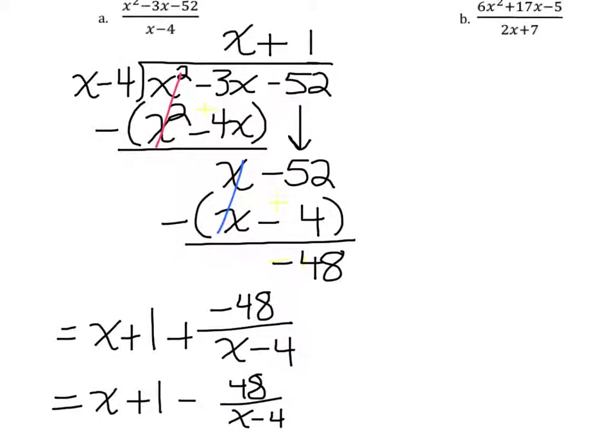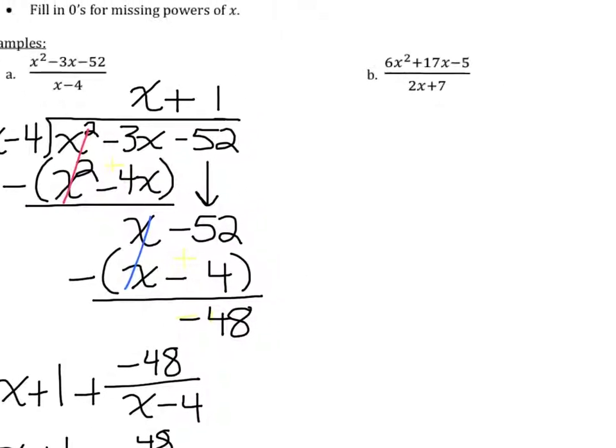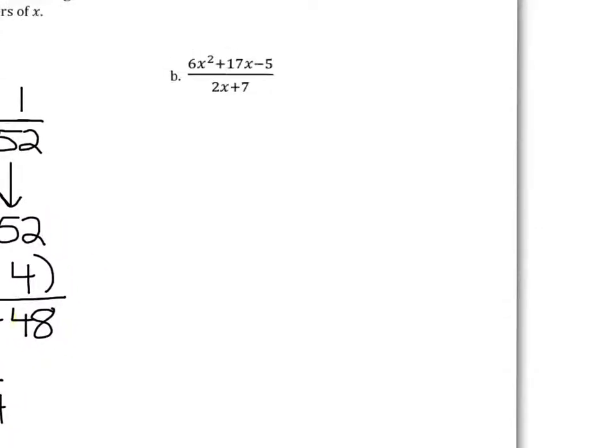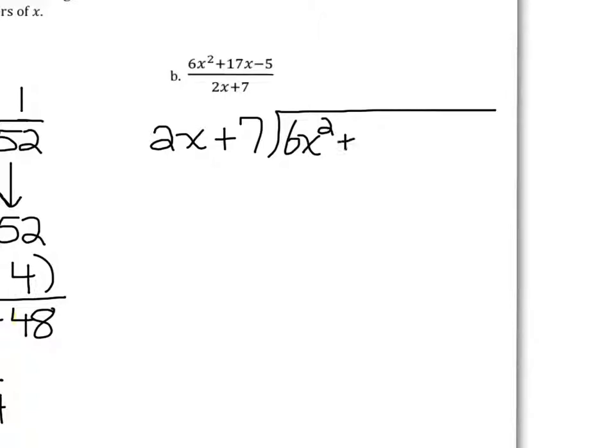It's just a bunch of steps, but you got to be able to follow. Let's look at this example here. I have 6x squared plus 17x minus 5 all over 2x minus 7. And in this example, I always make sure that everything is in descending order. This is in descending order, this is, and that is as well. So is my denominator. And so I'm ready to go ahead and set up my long division. I'm going to have a 2x minus 7, and I'm going to divide that into 6x squared plus 17x minus 5.